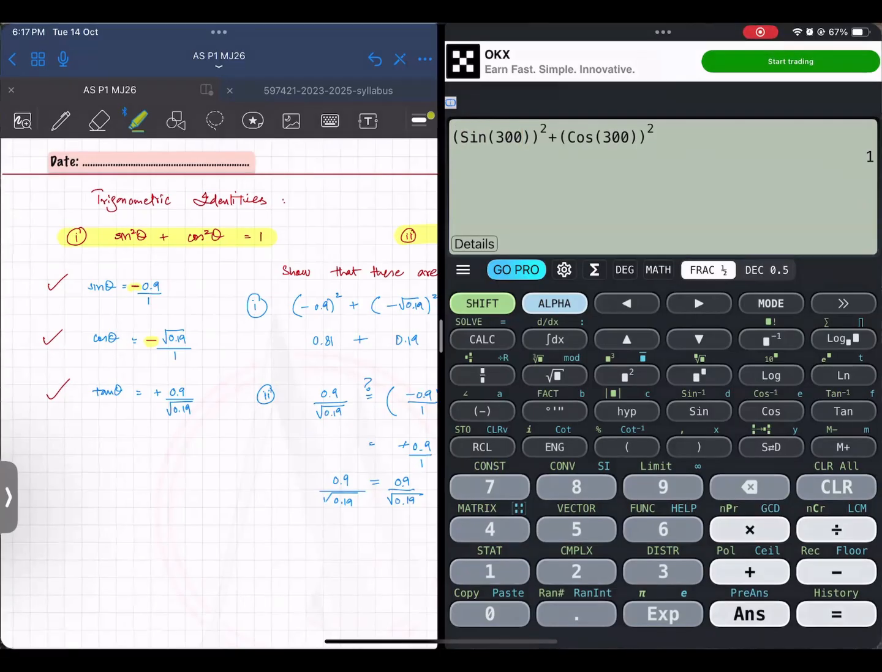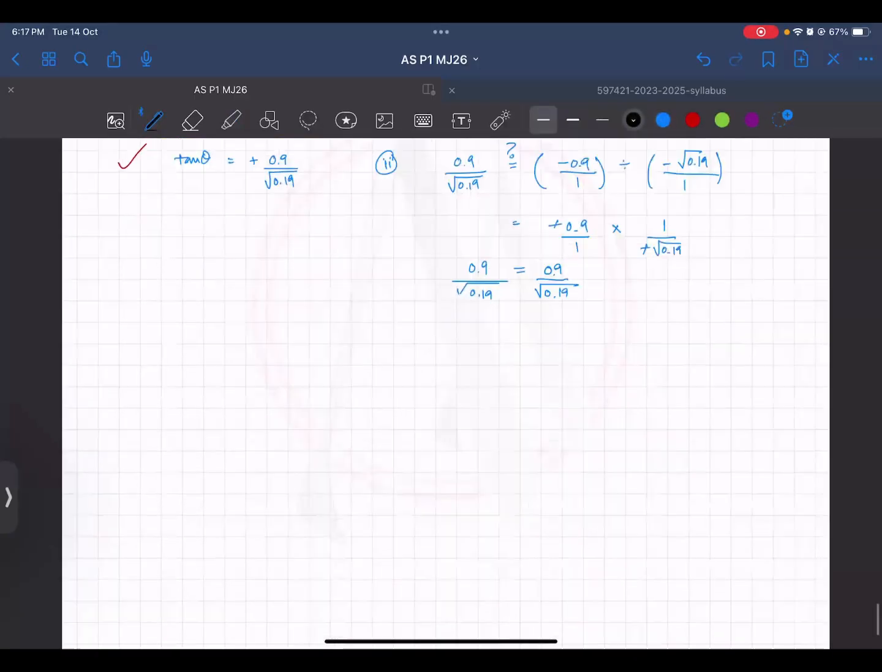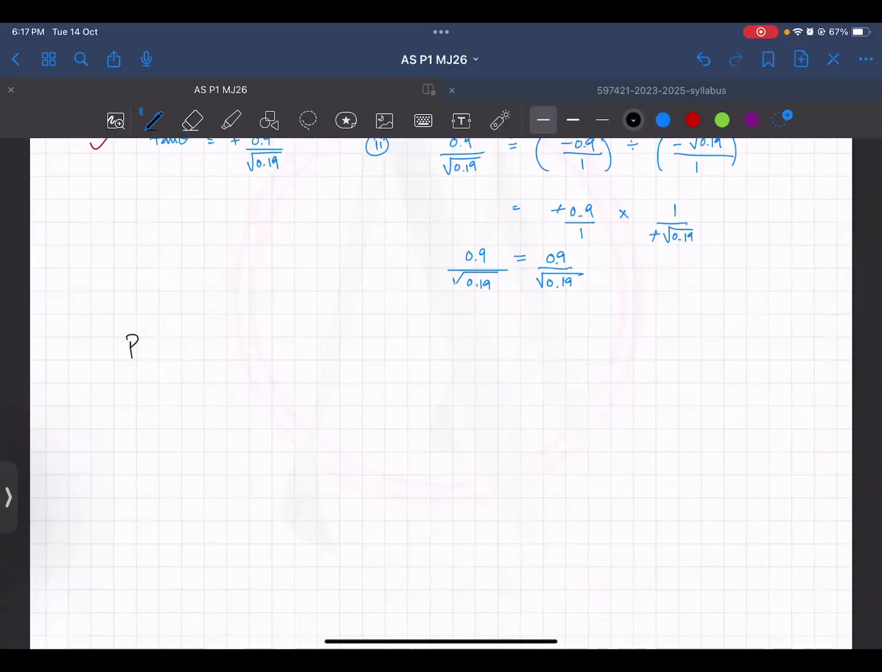But now you will use these identities to show things. They will ask you to prove the other identities using these. Prove the identities. How? Using this, they can give you: prove the identity cos squared x upon 1 minus sine x is equal to 1 plus sine x.